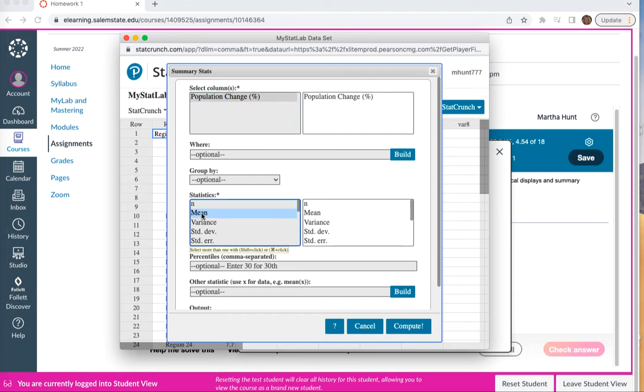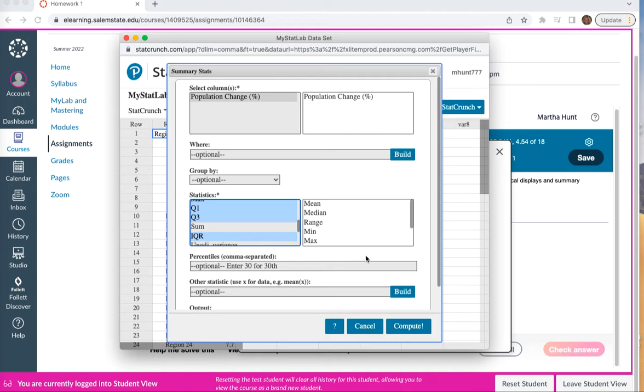We're going to select the mean. I'm using a Mac computer, so I'm going to press down my Command button, and then I can select only what I want to be reported. I want the median, the range, the min, because we studied all of these things, the max, the first quartile, the third quartile, and the IQR.